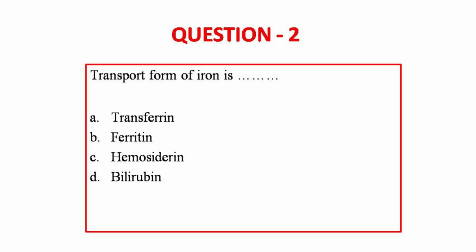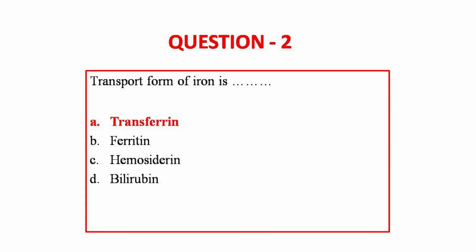Transport form of iron is, they've given 4 options: transferrin, ferritin, hemosiderin and bilirubin. So the answer to this question, that is the transport form of iron, is transferrin. You can have it as a mnemonic like this. See, transport, transferrin. So ferritin and hemosiderin are the storage forms of the iron. Transferrin is the transport form of iron.